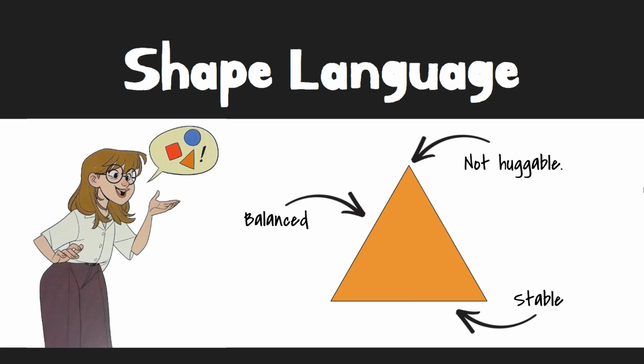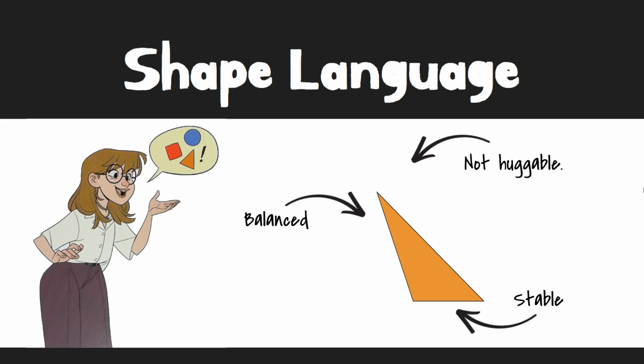Now, if this triangle was sharper, it would feel nastier as a shape. If it was flatter, it would feel more immobile, that you weren't able to move it. And if it was an irregular triangle, it would feel kind of off balance.